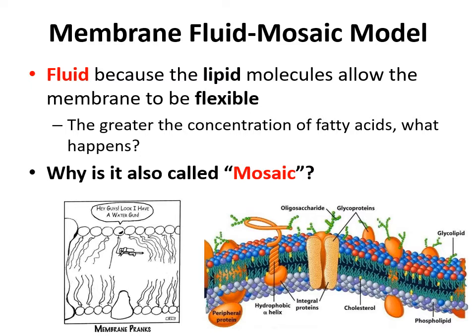So it is a fluid mosaic because, first of all, the lipid molecules allow the membrane to be flexible, meaning it can move, it's bendy, which is why in the pictures, if you look at this picture on this slide, notice that it's wavy. That waviness that you always see in pictures of the phospholipid bilayer is to point out that it's fluid, that it's moving, swaying back and forth.